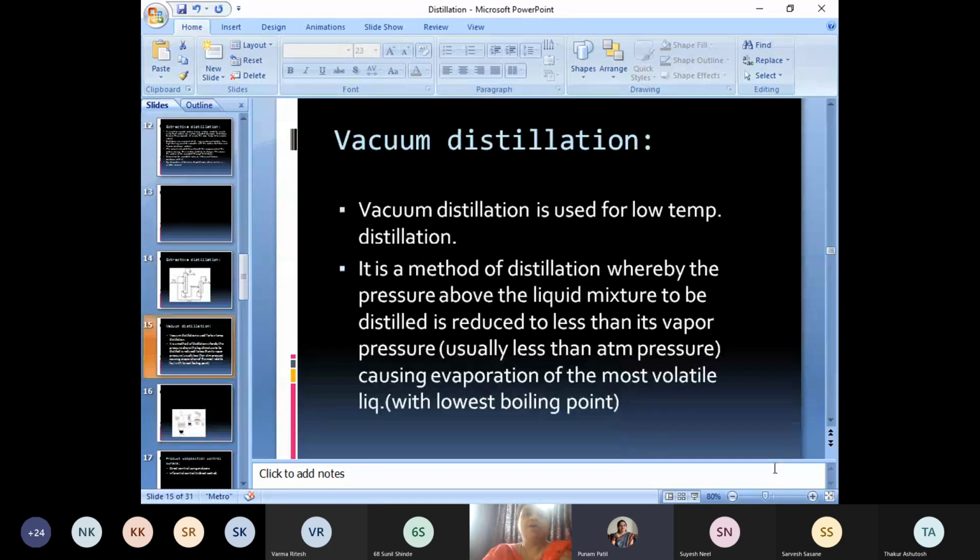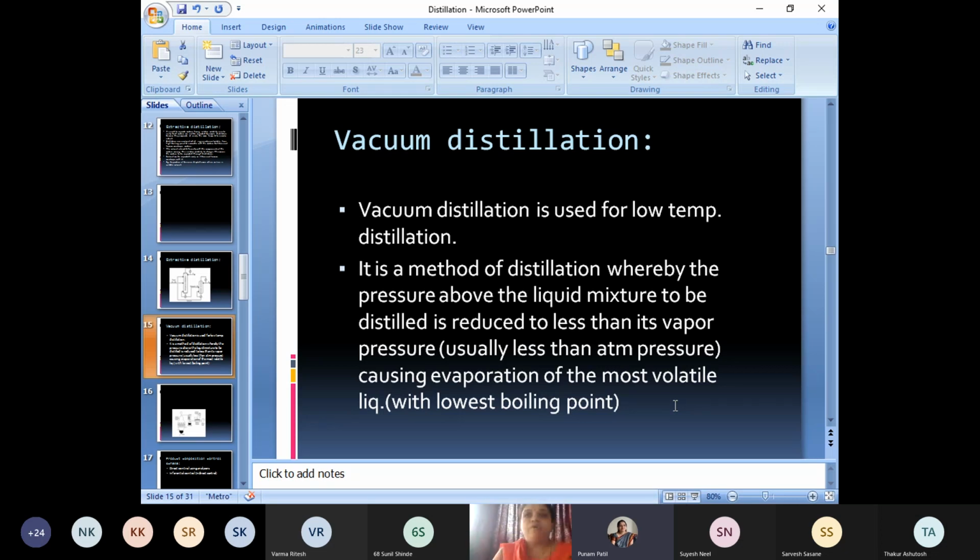As the name suggests, it works at vacuum pressure. Vacuum pressure मतलब क्या? Below atmospheric pressure. So why there is a need of vacuum distillation? There are some feed materials where very high temperature is not suggested. Because of that high temperature, the characteristic may get changed.